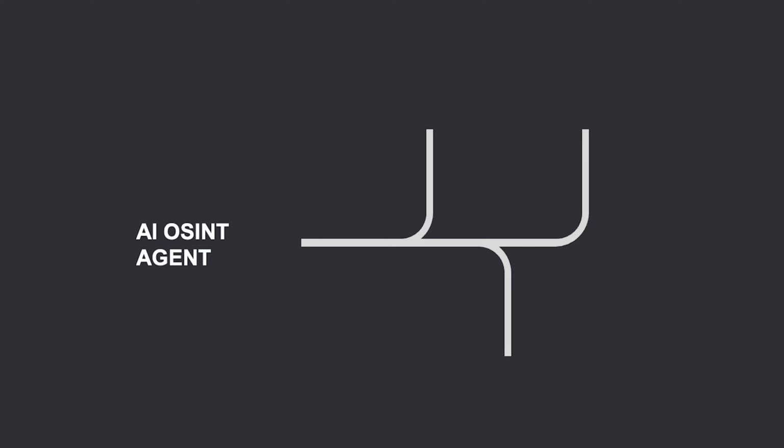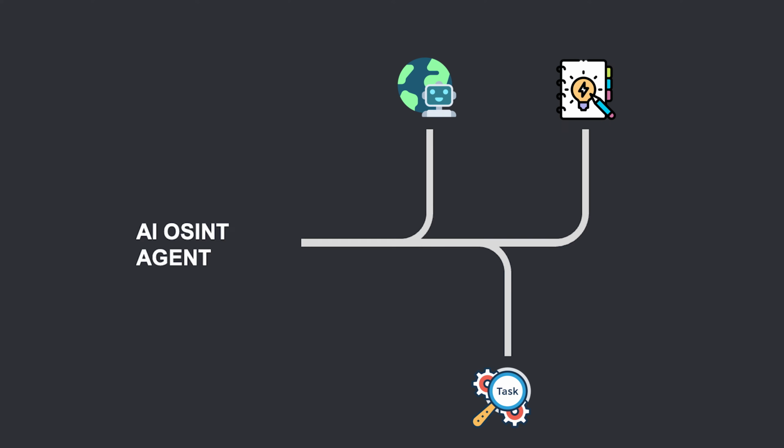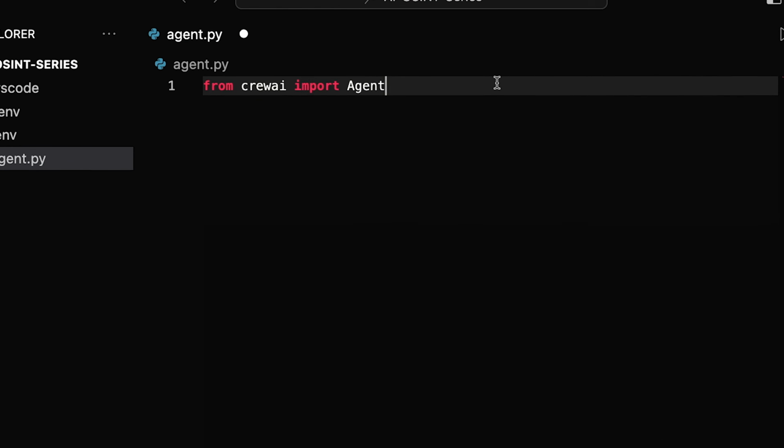Now let's start coding. Our project consists of 3 separate files. Agent.py, this will handle the initialization of the AI agents. Tasks.py, here we will add the task that we want our AI agent to perform. Main.py, this is the main Python program file. So let's start by importing the essential libraries in Agent.py.